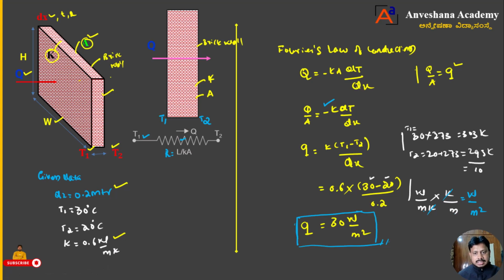One more thing: heat flux is nothing but Q by A, which I have written here. What is the unit for Q? That is the rate of heat transfer, that is watt. What is the unit for area? That is meter square. Hence I can say the unit for heat flux is watt per meter square, dear student. This is how to solve the numerical.